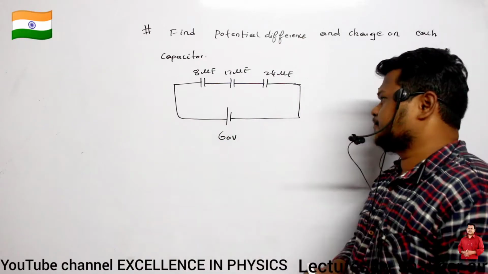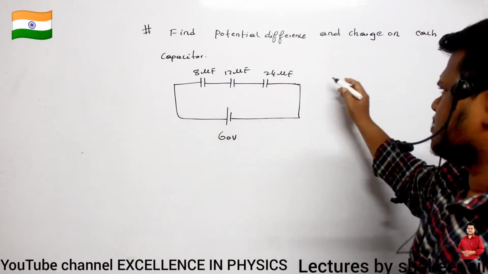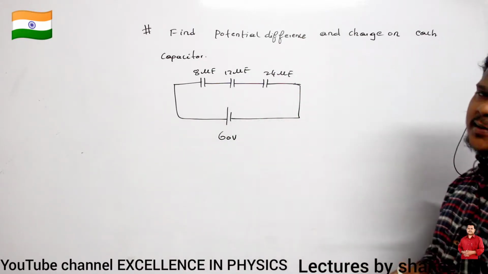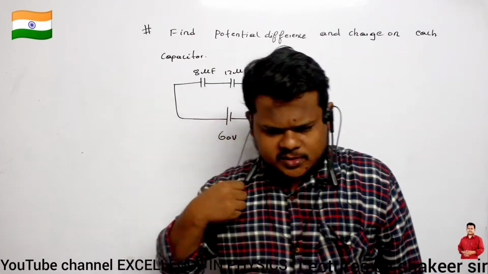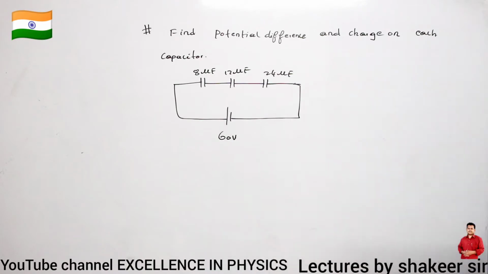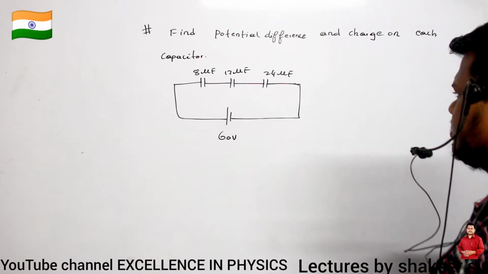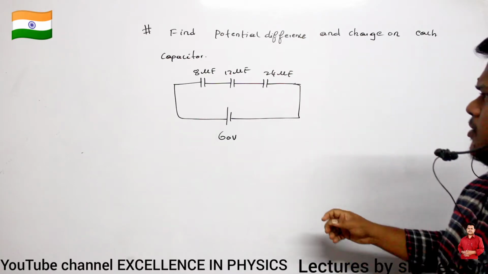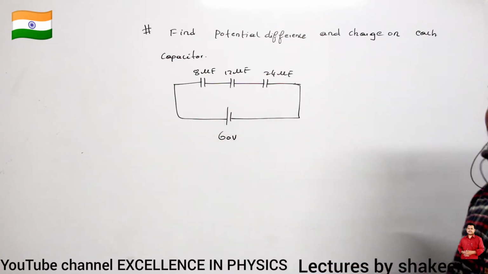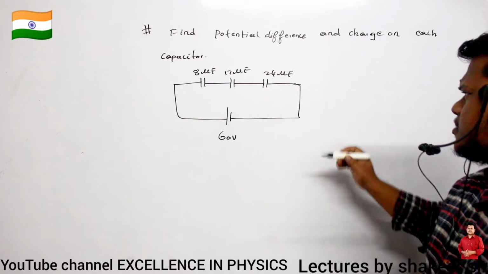First of all, these capacitors, are they connected in series or in parallel? Series connection, no? Remaining students, what are you doing? Try to answer. So these capacitors are connected in series. So equivalent capacitance, how can I calculate?